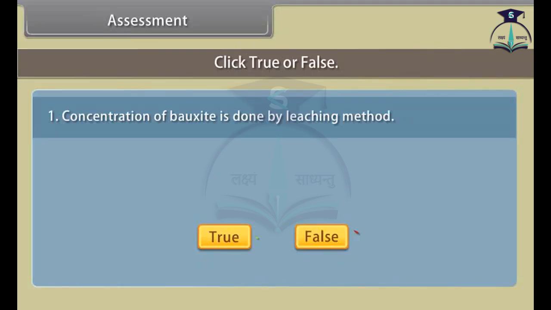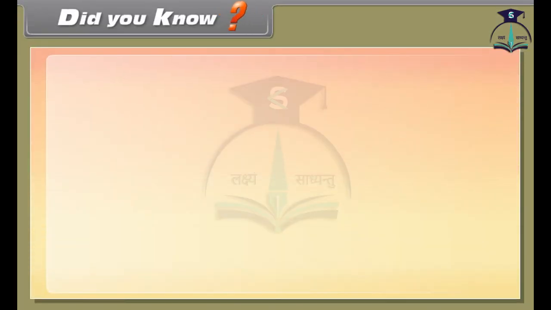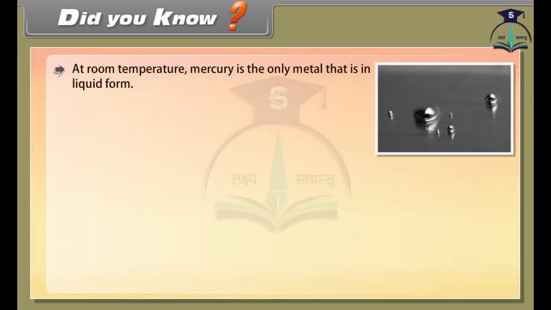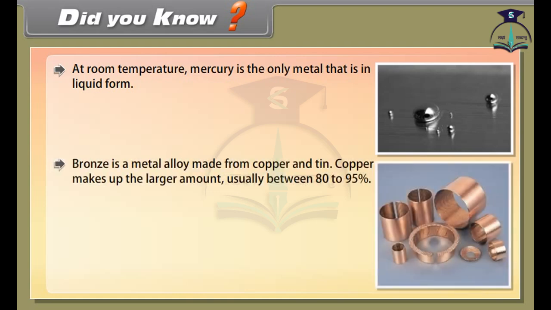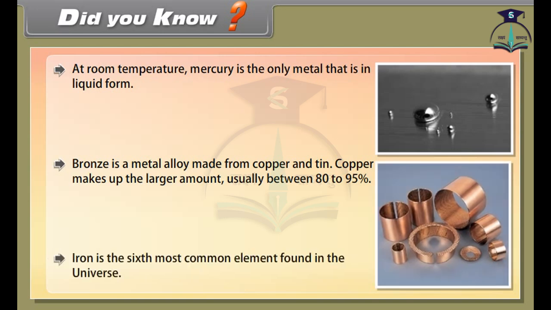automobiles. Did you know? At room temperature, mercury is the only metal that is in liquid form. Bronze is a metal alloy made from copper and tin. Copper makes up the larger amount, usually between 80 to 95%. Iron is the sixth most common element found in the universe.